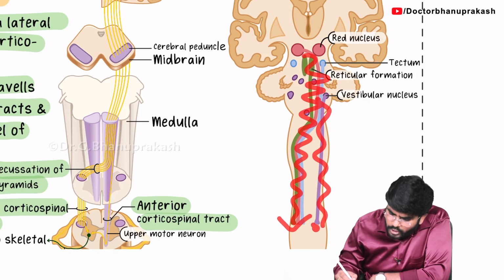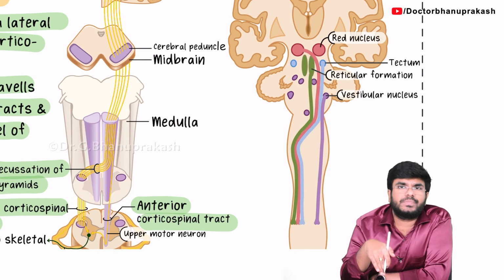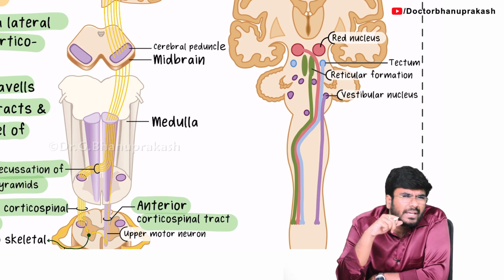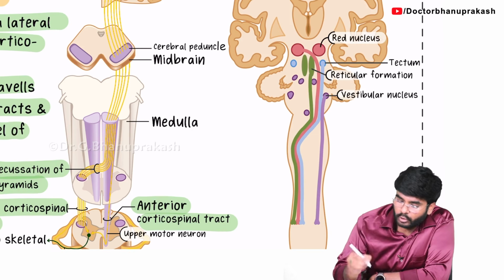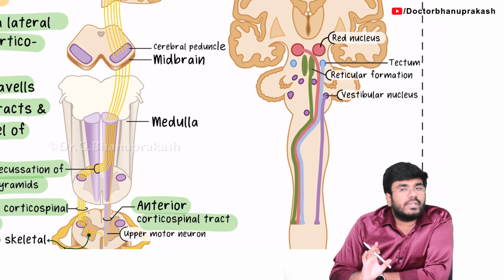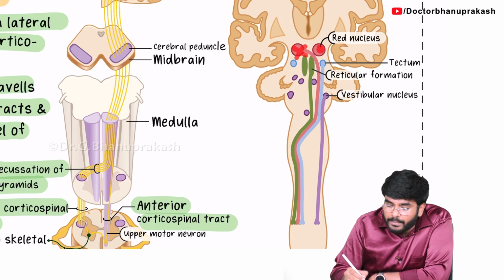They are coming down into the spinal cord. So can you call them descending tracts? Yes, they are descending. The axons are coming downwards, so definitely they are descending tracts. But can you call them corticospinal? No, because they are not arising from the cortex. They are arising from the brainstem nuclei, so definitely they are not corticospinal. So they are called extrapyramidal tracts.